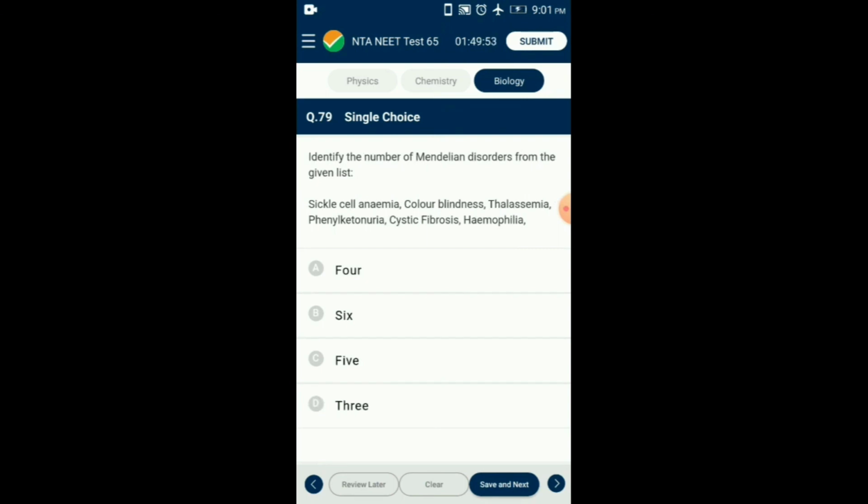Question number 79. Identify the number of Mendelian disorders from the given list.